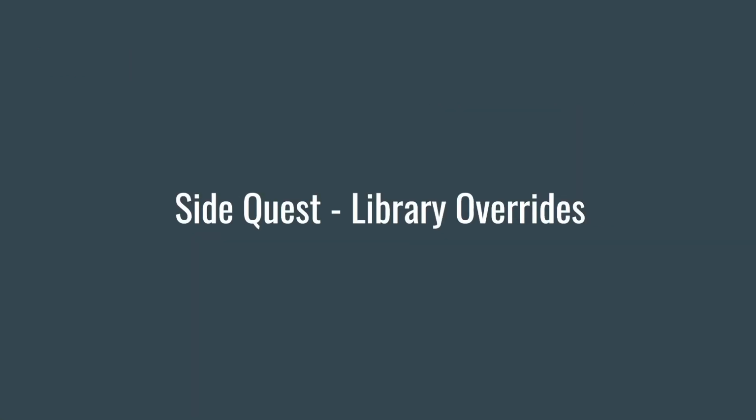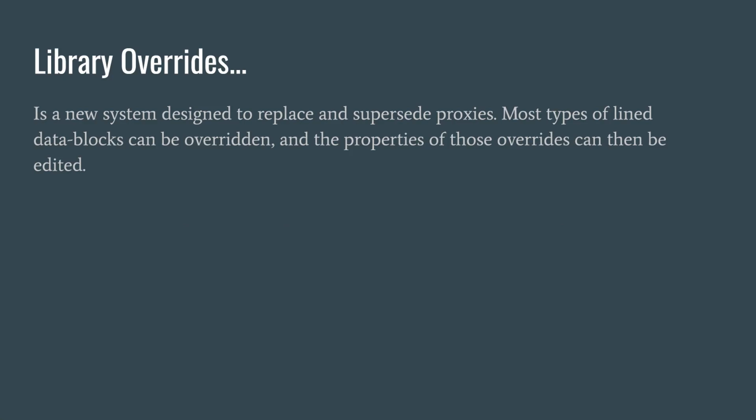We have a little side quest here, library overrides. Now, I was a bit confused with these. I'll just read it off here. With library overrides, there's a new system designed to replace and supersede proxies. Most types of linked data blocks can be overridden, and the properties of those overrides can then be edited.